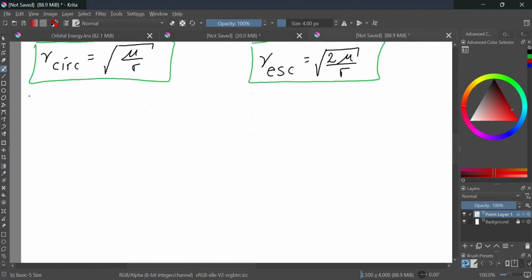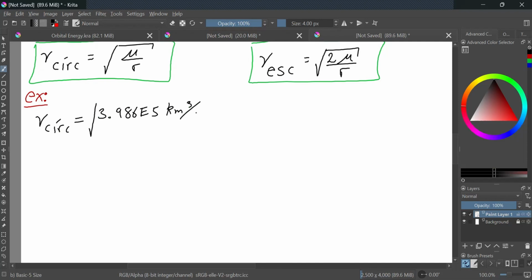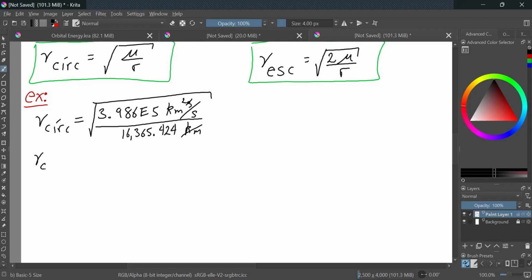So let's do this. Let's see what the circular velocity would have to be for our satellite in our orbit at the radius that it is in. So at our V circular, if we wanted to circularize our orbit, our velocity would need to be the square root of 3.986 times 10 to the 5th kilometers cubed per second squared over 16,365.424 kilometers. One of these cancels out. So our circular velocity is 4.93 kilometers per second.